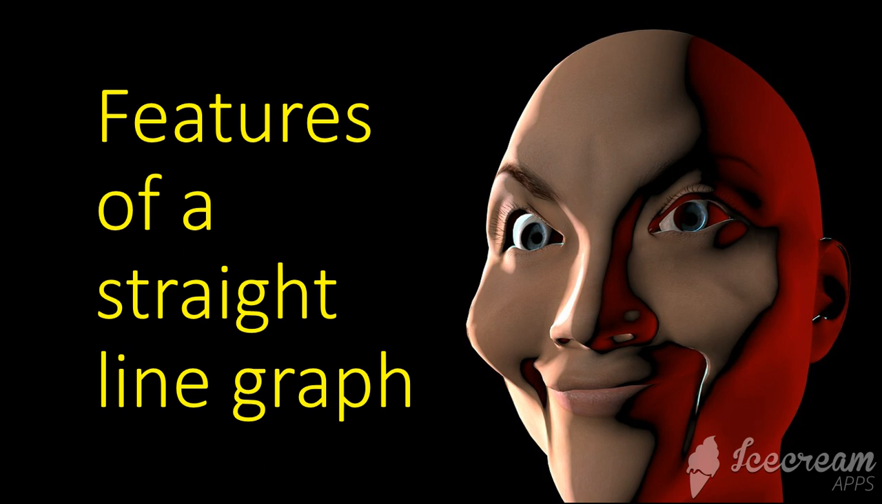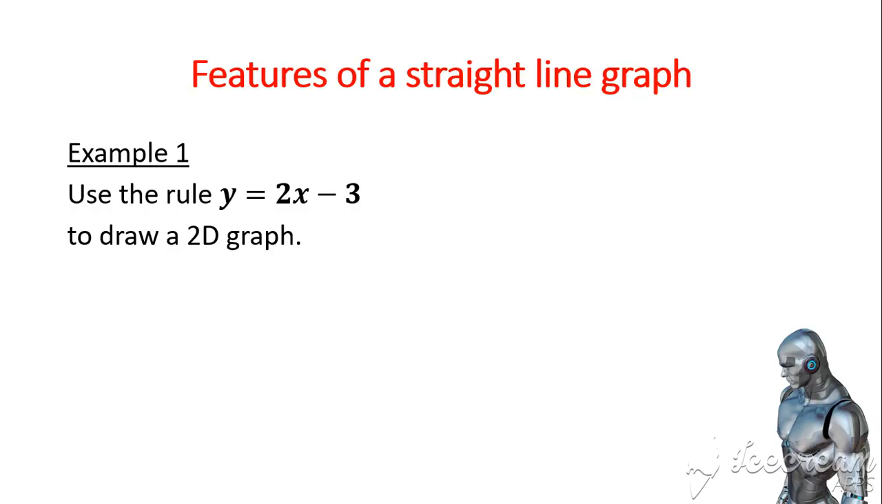In this video, we're going to get a little bit more advanced and talk about the features of a straight line graph. We have one example to do in this video. We're going to use the rule y equal to 2x minus 3. We're going to draw a two-dimensional straight line graph, and then we're going to chat about the three features you need to be aware of.